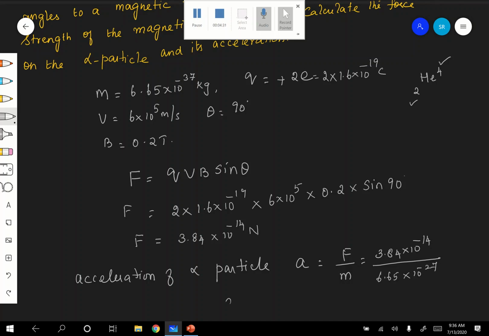On solving, you will get 5.77 × 10^12 meter per second squared. This is the acceleration of the alpha particle. Acceleration is in meter per second squared. Are you following? Therefore, this is the force and this is the acceleration. Okay, very simple direct problem.